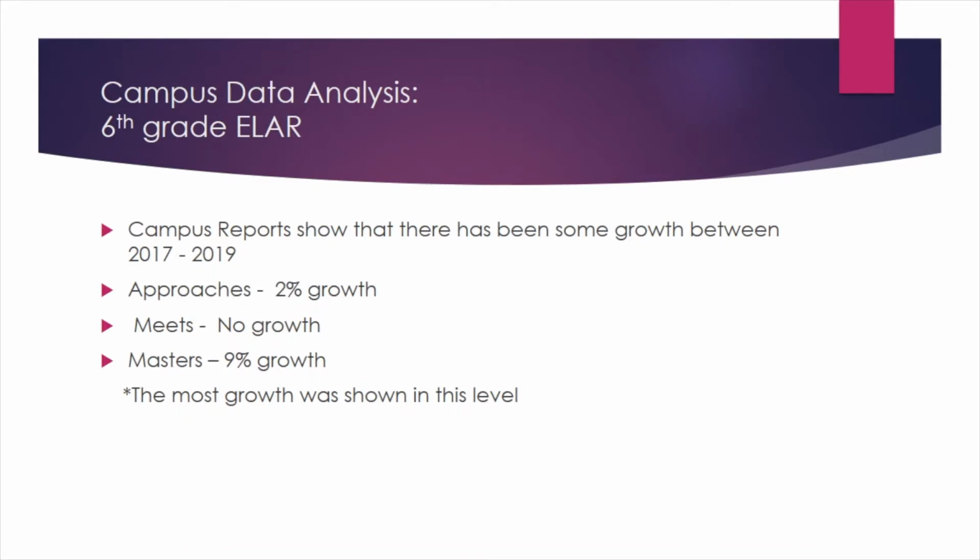So here we have a data analysis of the 6th grade ELAR. The campus report shows that there has been some growth between 2017 and 2019. Between those dates, the approaches has been 2% growth. For meets, there's been no growth. Masters, 9% growth. Most growth was shown in this level, in the masters level.